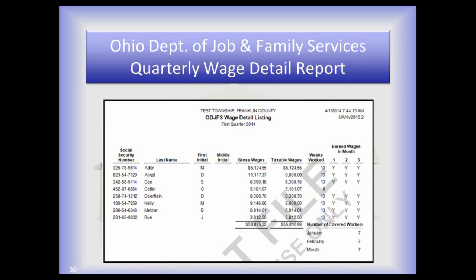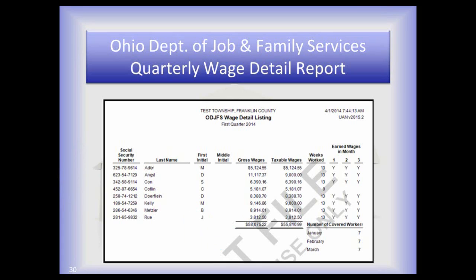Now remember, elected or appointed officials are not included on this report. The data should include the employee's name, Social Security number, gross wages paid, and the number of weeks that the employee performed services for the entity. The quarterly summary report is contained on the lower portion of the form and contains the gross wages paid to all employees included on the report.